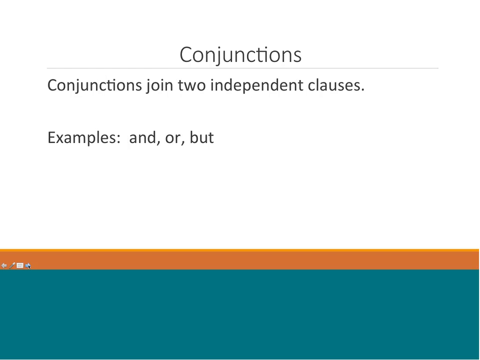All right, moving on to conjunctions. The purpose of conjunctions is to join two independent clauses. And a reminder that independent clauses are clauses that can stand alone. And your examples are and, or, but.